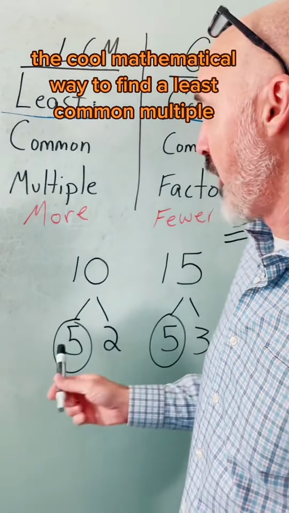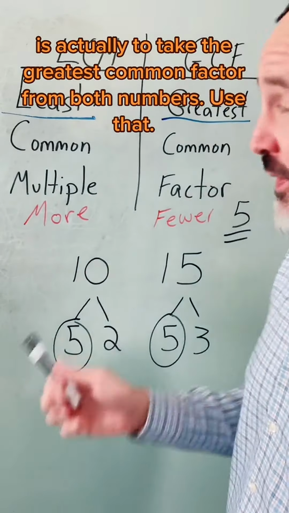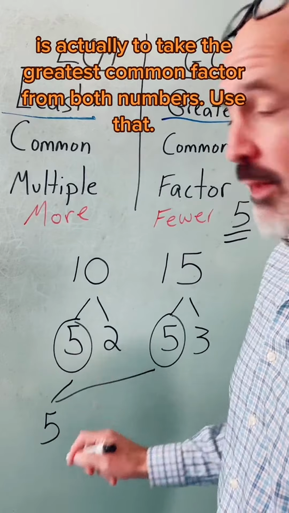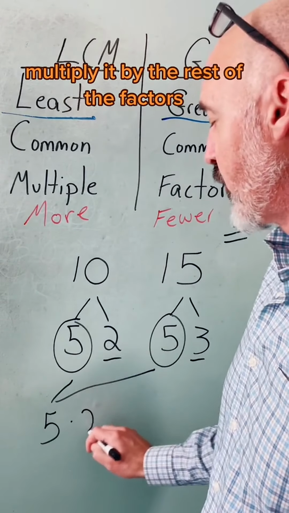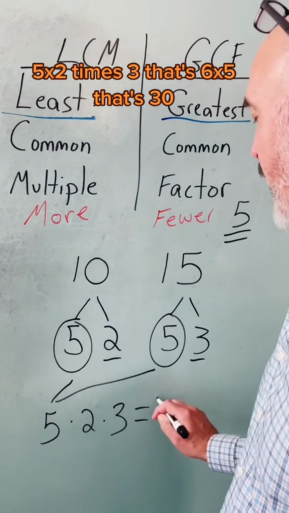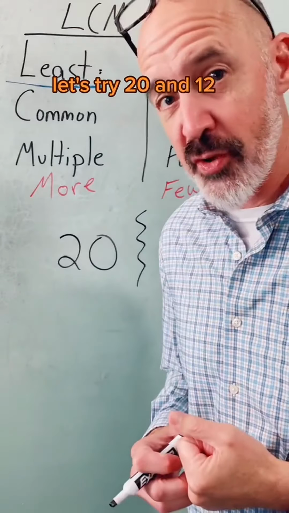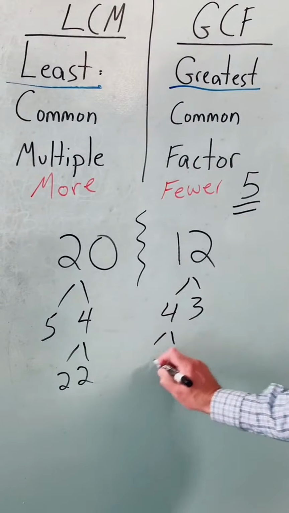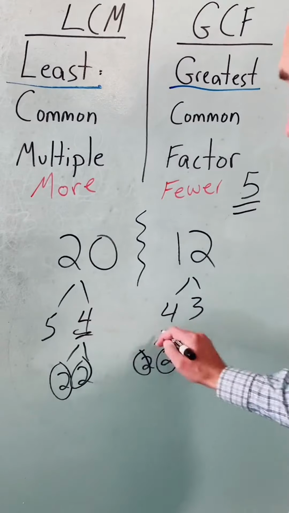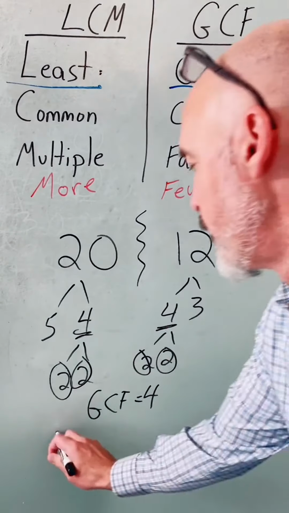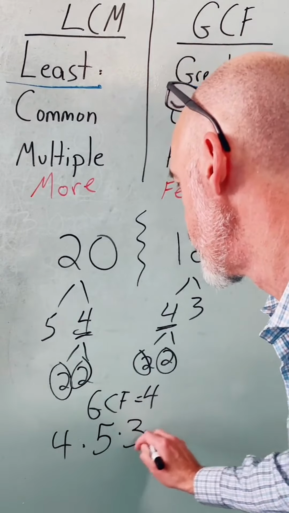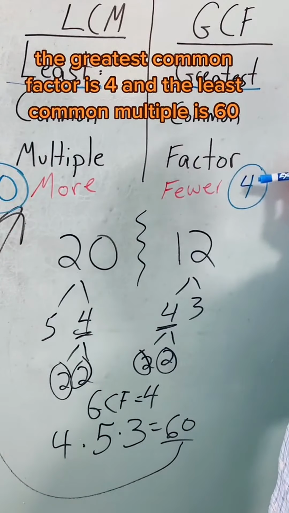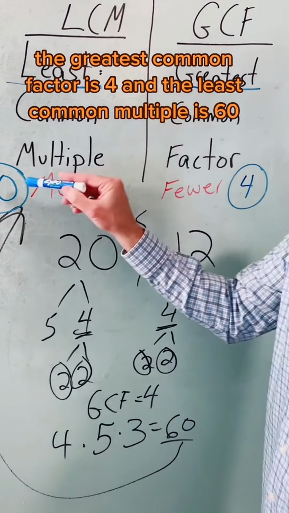The cool mathematical way to find a least common multiple is actually to take the greatest common factor from both numbers, use that, and multiply it by the rest of the factors. 5 times 2 times 3, that's 6 times 5, that's 30. Let's try 20 and 12. The greatest common factor is 4, and the least common multiple is 60.